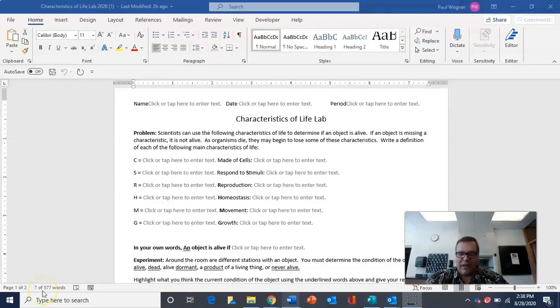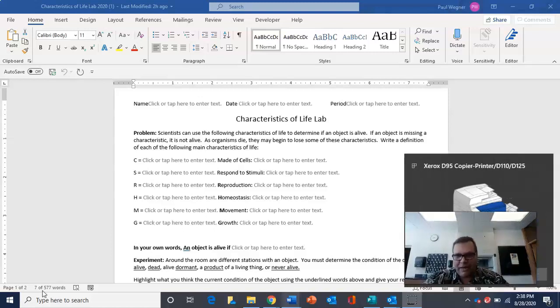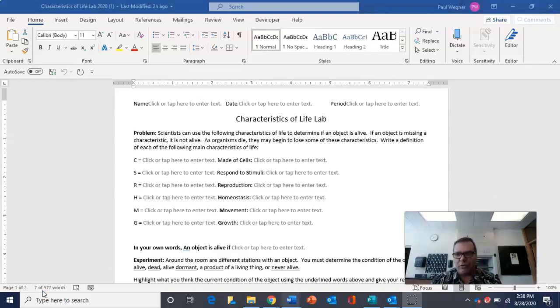Respond to stimuli. In other words, if there's an outside something, a stimulus, that comes in and affects you, living things have to be able to respond to their environment. So for instance, if there is a hot fire, a living creature will try to move away from the fire. If there is water for a plant underground, its roots will grow toward the water. So that's a way of responding to stimuli.